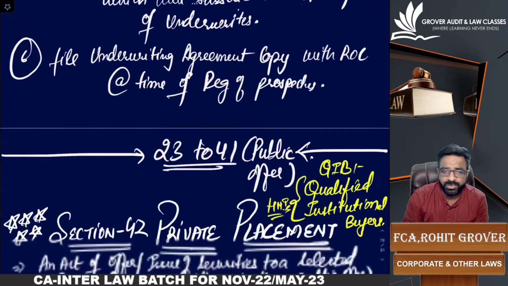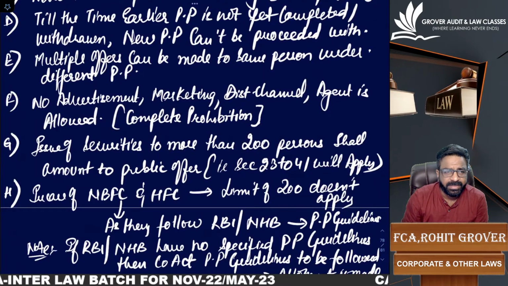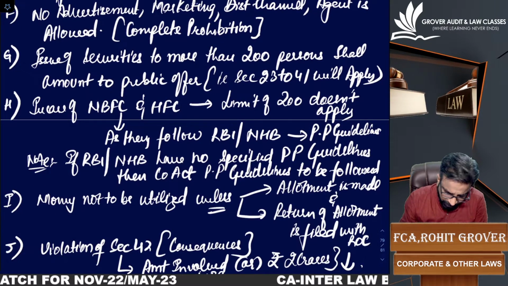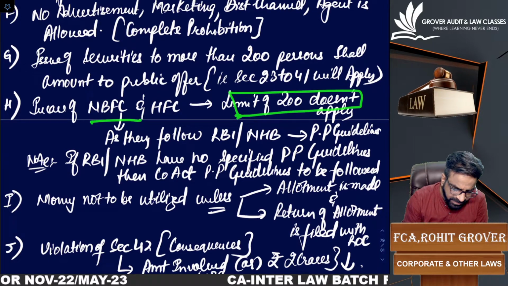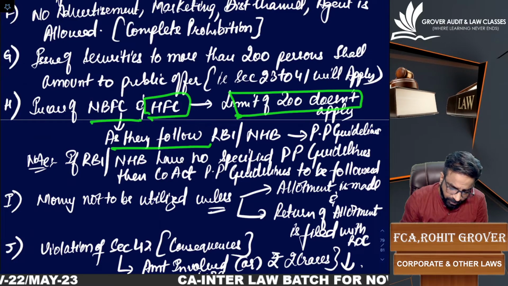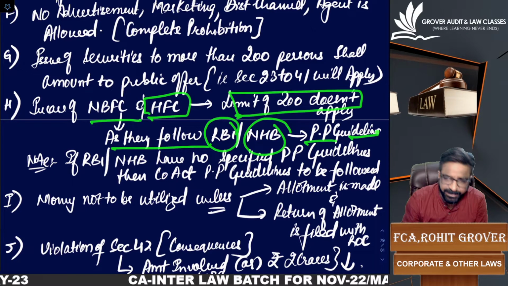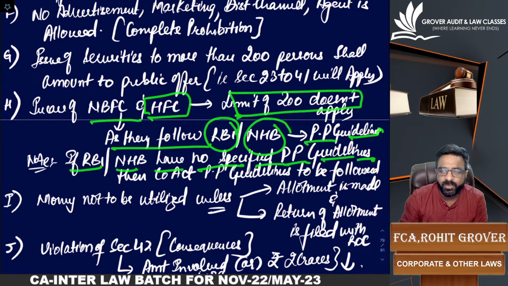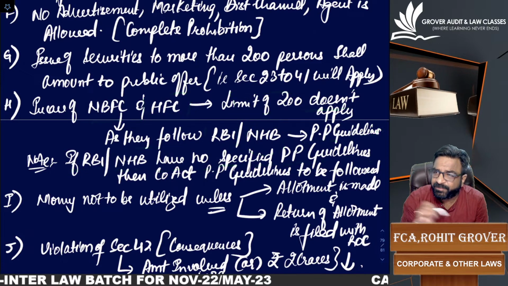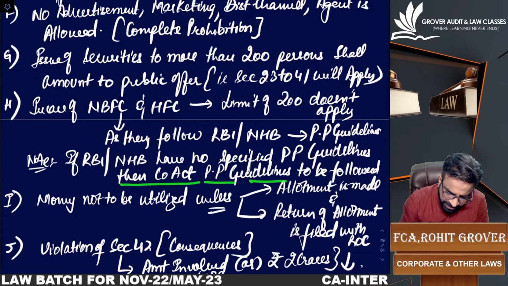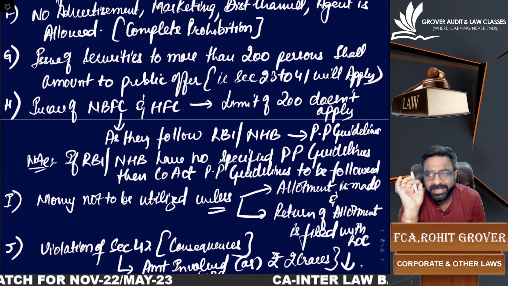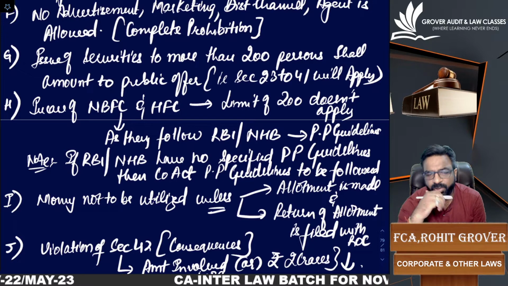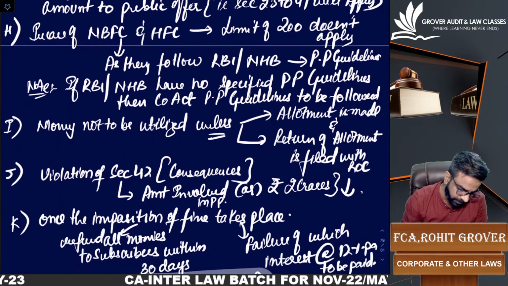Did you all understand? So this limit of 200, what is the point written, Amma? G point. This limit of 200 is not, H point. This limit of 200 is not applicable to NBFCs and HFCs if they follow RBI or NHB private placement guidelines. But if the RBI or NHB have no specified private placement guidelines, what is your answer, whose guidelines will they follow in that case? Then Companies Act private placement guidelines they will follow. Did you all understand? I hope each and every point is going smoothly inside your head, everyone. Yes or no? Did you all understand about the private placement? Yes? Okay. Very nice. Next point, Amma.